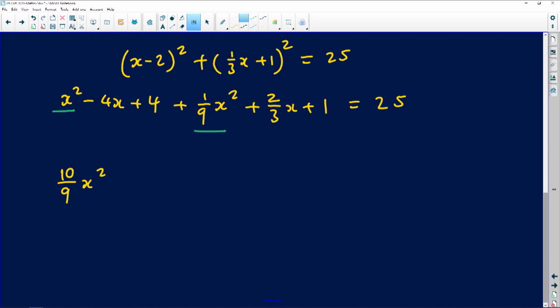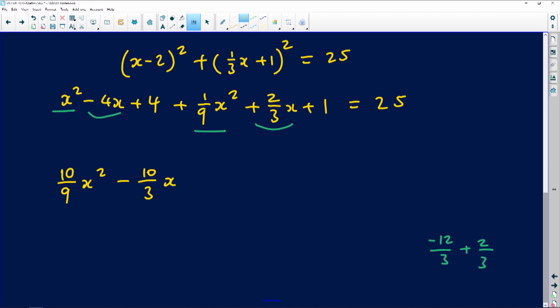And then now, on to negative 4x and positive 2 over 3x. Those are also like terms. If you add them, you're going to get negative 10 over 3x, okay? Because negative 4 can be written as negative 12 over 3, and you're adding that with 2 over 3. So that's going to give you a denominator of 3. Negative 12 plus 2 will give you negative 10. So the answer to that will just be minus 10 over 3 with an x.